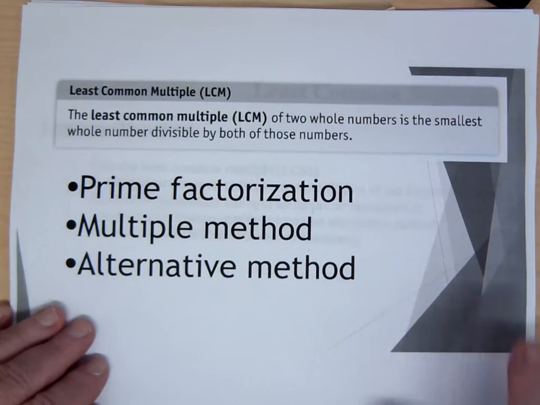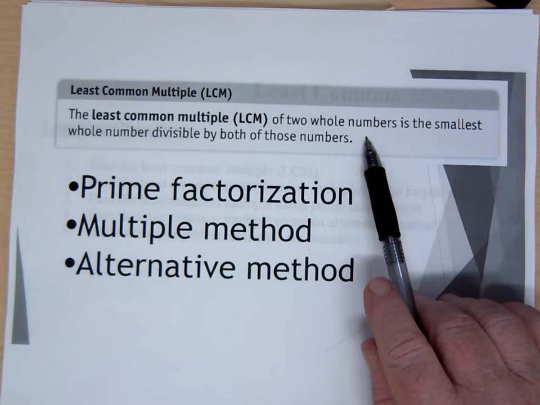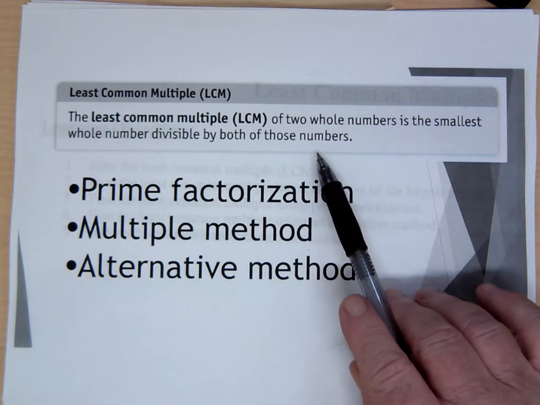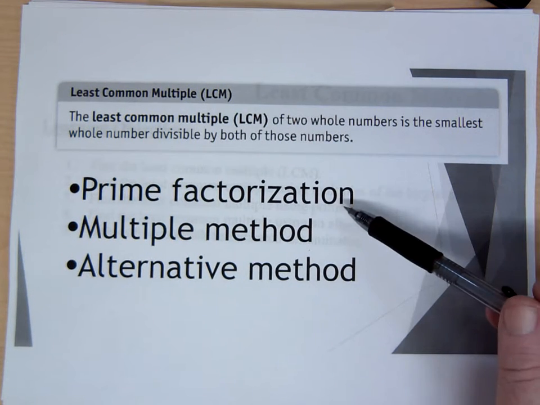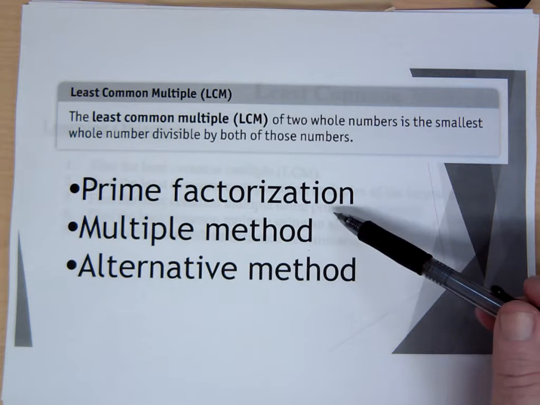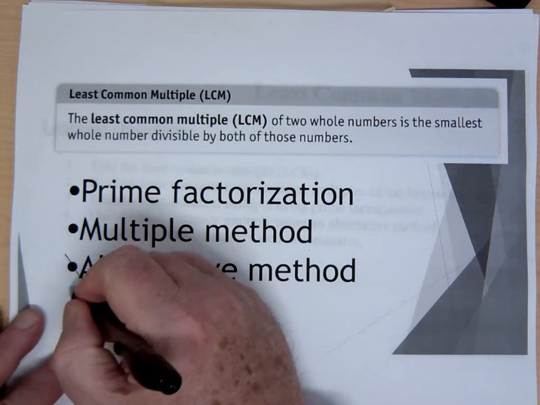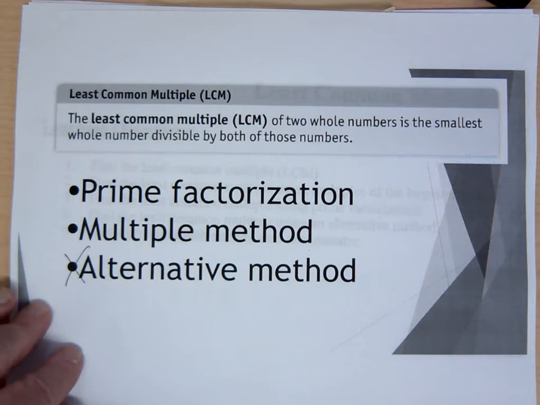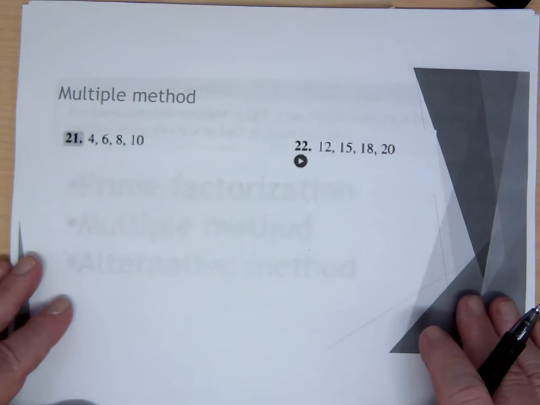So, what is a least common multiple? Well, the LCM of two whole numbers is the smallest whole number that is divisible by both of those numbers. That means it goes into that. And again, we're going to discuss a multiple of the largest number method. We're going to discuss a prime factorization method, and we're really not going to talk about the alternative method, although it is in your book. Let's talk about some examples then.